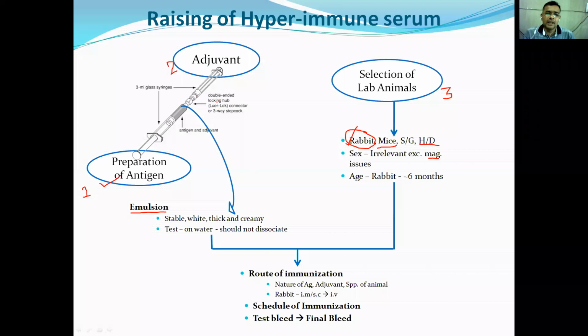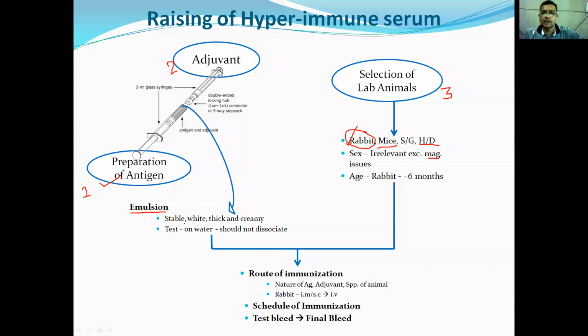Generally, a double-ended locking hub means there are two syringes that can be locked and joined end to end. In one syringe we can take an antigen, whereas in the other syringe we can take an adjuvant, and then we have to repeatedly plunge them so that they get mixed and we get a uniform emulsion at the end.